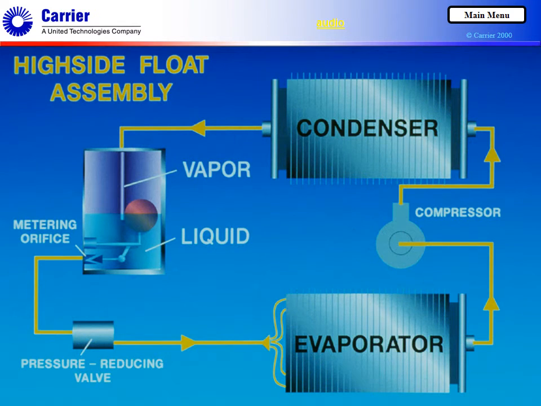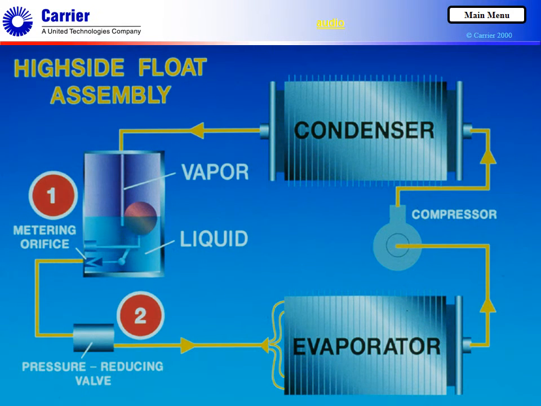Like the low-side float valve, the high-side float valve modulates refrigerant flow to the evaporator based on liquid level. In this case, however, the float assembly is located on the high-pressure side of the metering device's orifice. It maintains a constant liquid refrigerant level either in the condenser or slightly downstream of it, as shown here. The pressure drop that the refrigerant undergoes after leaving the condenser is a result of the combined resistances to flow at 2 points. Pressure is first reduced as refrigerant flows through the orifice in the float valve. Further reduction occurs as the refrigerant passes through the pressure-reducing valve.